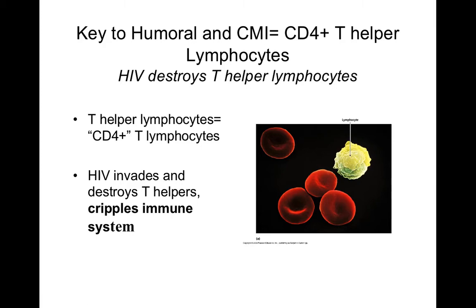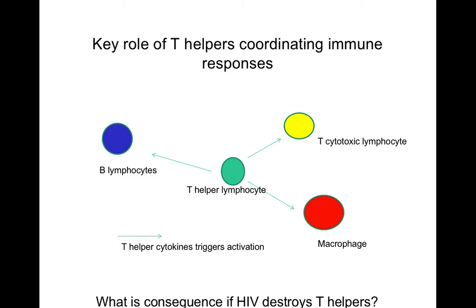Now, to kind of give the big overview, the big world map of adaptive specific immunity, again, if we were meeting face to face, I would draw this concept map up on the board, emphasizing the key role of the T helper lymphocytes, or CD4 positive cells, in coordinating the responses of all the other cells that are involved in adaptive immunity: B lymphocytes, cytotoxic T lymphocytes, and macrophages.